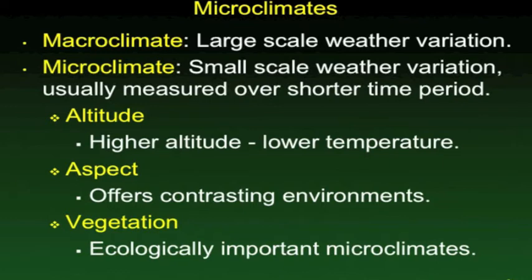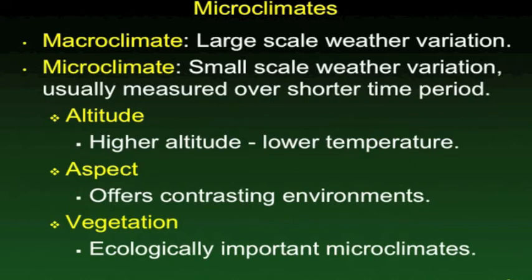So if there's a side of a hill that's facing, say, southeast, it will tend to be warmer than a side of the hill that's facing to the north. And the vegetation will reflect that difference.